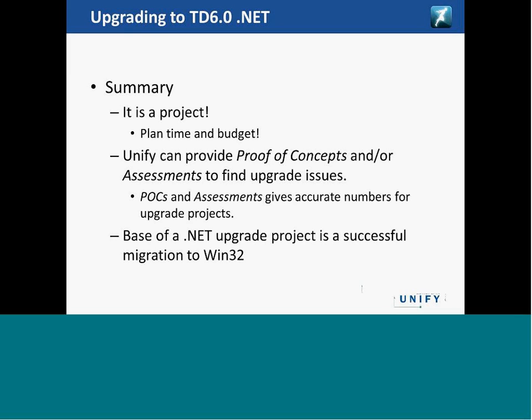You may have to replace Win32 calls, operating system calls from Windows, with calls to the .NET framework. So the basis of a .NET upgrade project is a successful migration to Win32. Experience tells me every time, if you want to go to .NET, ensure that your application is on Win32, running and stable. And if this project is done, then do the next step: look into .NET.